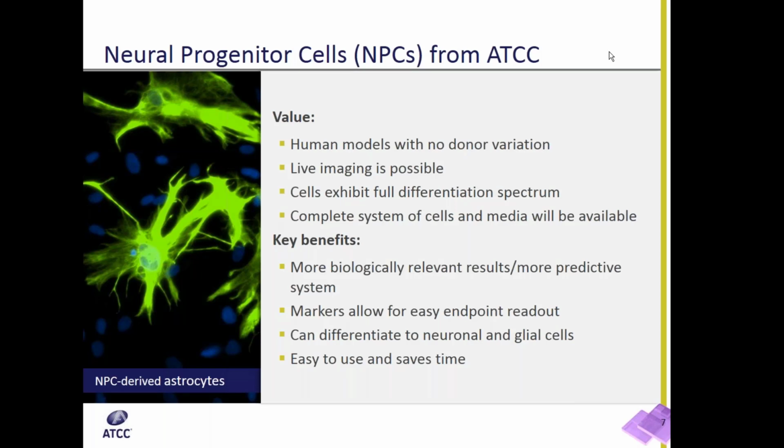Our neural progenitor cells are easy to use because we provide a complete system of expansion and differentiation media, as well as validated protocols. And finally, and possibly most importantly, utilizing neural progenitor cells saves time in that you save about 8 weeks of embryoid body formation. You can work with your differentiating or terminally differentiated neural progenitor cells sooner, and your experiments will yield results faster.